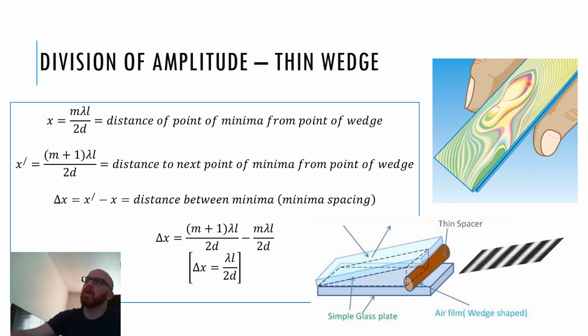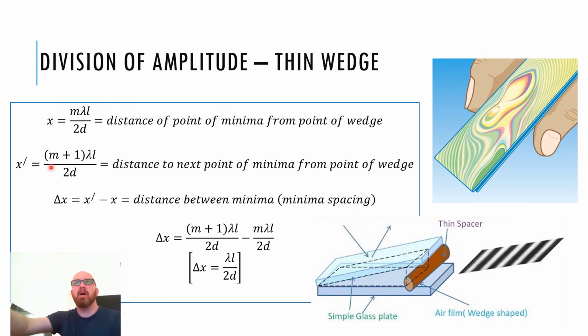Now, this is what it would look like from on top. You would have this kind of interference pattern, and you notice all these lines. It's not easy to see the constructive interference points, but the destructive interference points are seen as black lines. So the darker lines in the diagram are what we're measuring to. The end of the wedge to a dark line is given by x is m lambda L over 2d. So x equals m lambda L over 2d is the distance to any destructive point, and the distance to the next point is basically just m plus 1, because it's the next minima along.